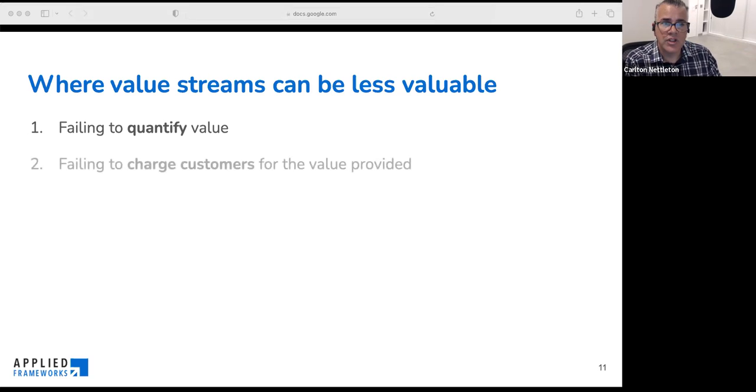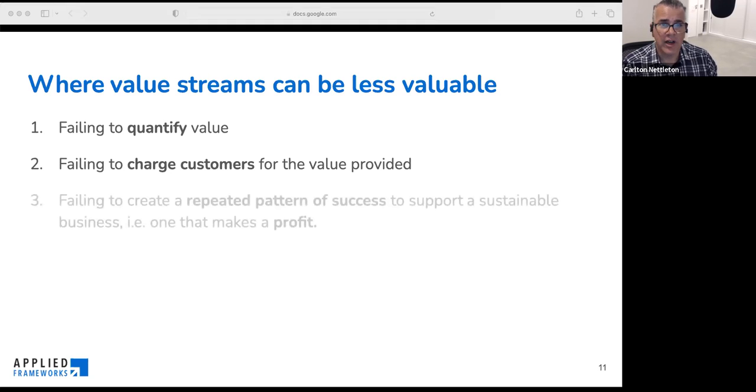Next up, what's another weakness? All right. Since value is not quantified, customers are not charged for the value they receive. And technically, at the end of the value stream, value is just dumped into the lap of the customer without really any consideration as to what is the right price the customer should pay for the outcomes delivered. And that leads us into the last weakness or drawback of a value stream, right?